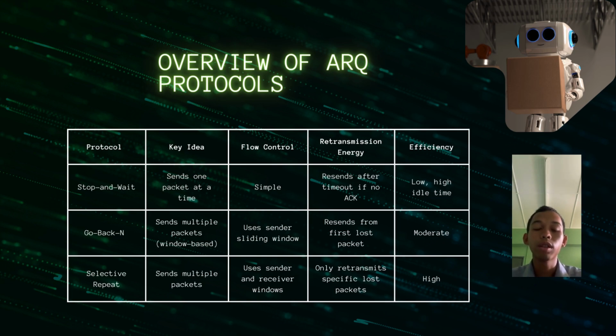Finally, we have selective repeat. Like Go-Back-N, it sends multiple packets, but it uses both sender and receiver windows. The main difference is it only resends the specific packets that were lost. This makes it the most efficient protocol of the three. So overall, as we move from stop and wait to selective repeat, we get better performance and efficiency.